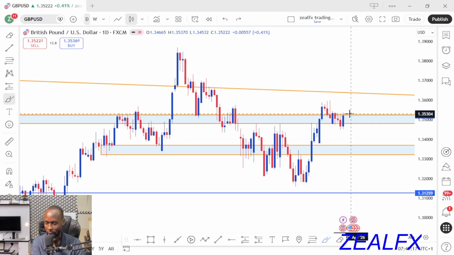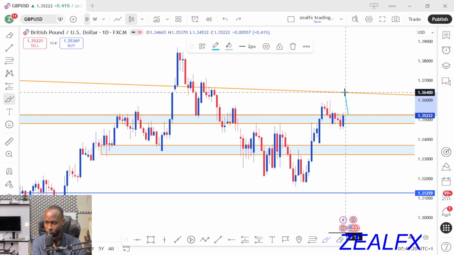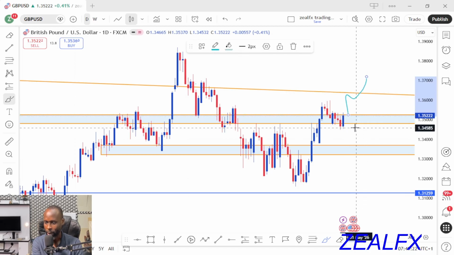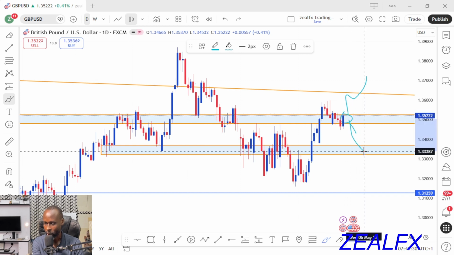So if we want to buy the Pound USD, we might wait for price to break above this high, then wait for a possible buy to the top. Or for a sell opportunity, we have to wait for price to set up on this level for us to sell the pound to this support level. So let's look at our next pair.